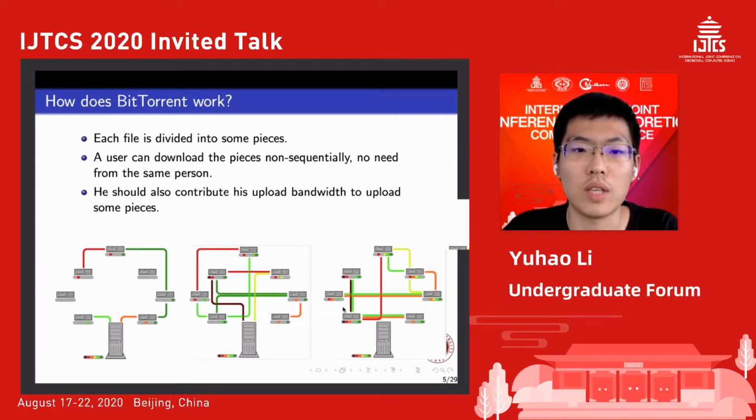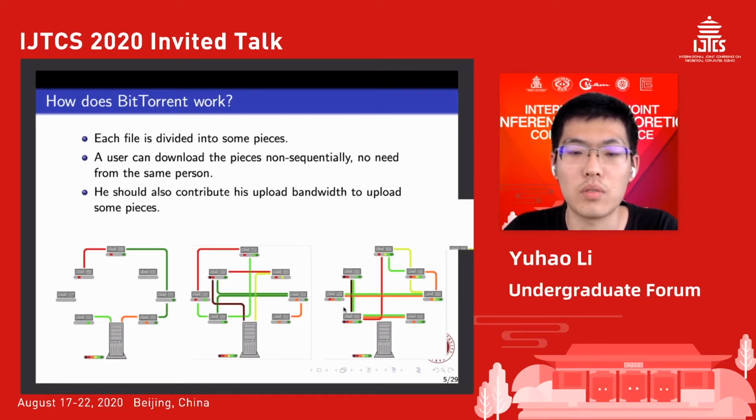So how does BitTorrent work? It is a file sharing network. There are some files held by some users in the network. Each file is divided into segments called pieces. When a user wants a file, he will seek out the pieces in the network. Other users will use their upload bandwidth to upload these pieces. These pieces can be downloaded non-sequentially, with no need to download from the same person. When he has collected all pieces, he gets the file. Of course, he should also contribute his upload bandwidth to upload some pieces.